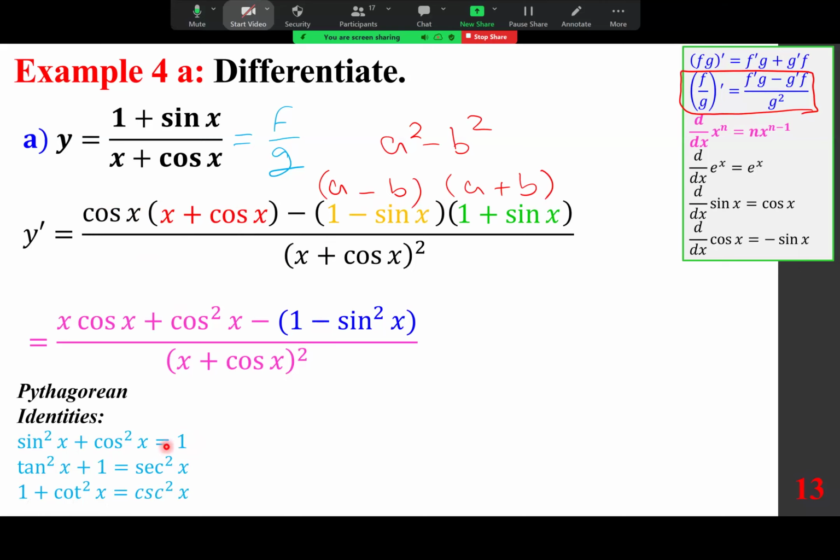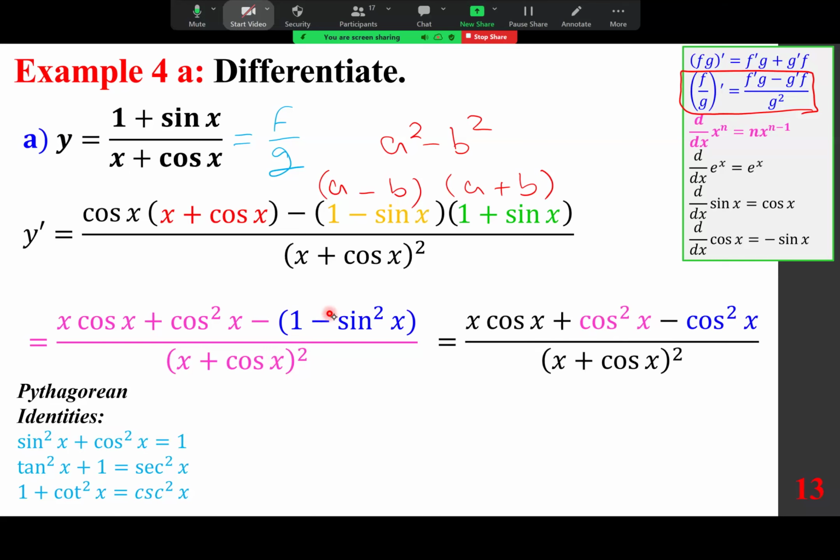Because sine squared and cosine squared add up to 1, you should know that 1 minus cosine squared is sine squared, and 1 minus sine squared is cosine squared, so this will be replaced with cosine squared. Cosine squared and negative cosine squared cancel each other. And the numerator is left with x cosine x. The denominator remains unchanged.